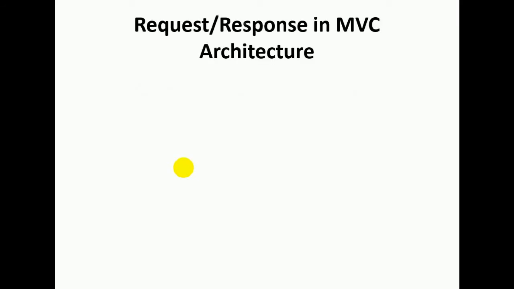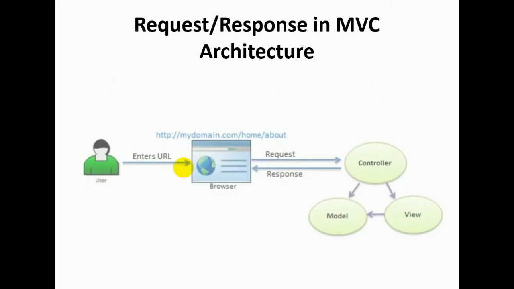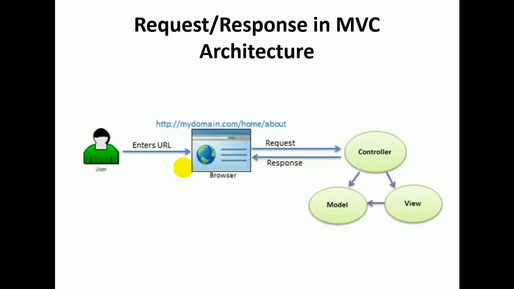Request response in MVC architecture. As shown in the figure, when the user enters a URL in the browser, it goes to the server and calls appropriate controller. Then the controller uses the appropriate view and model and creates the response and sends it back to the user.